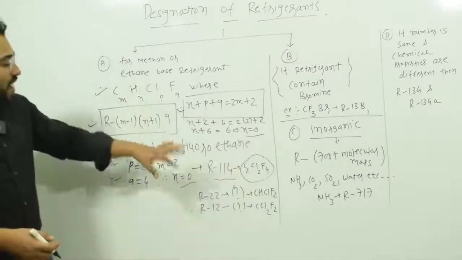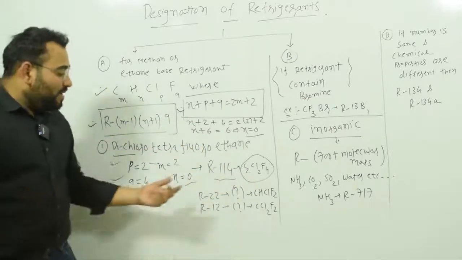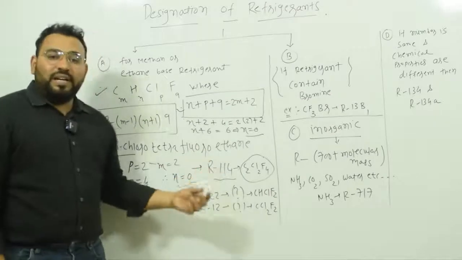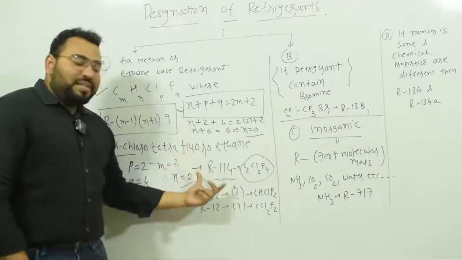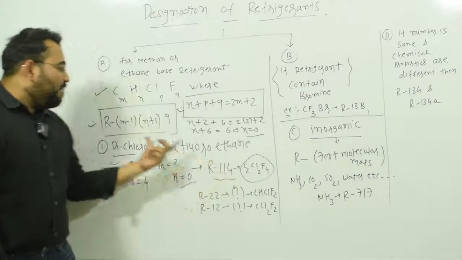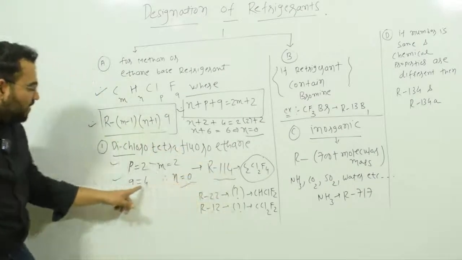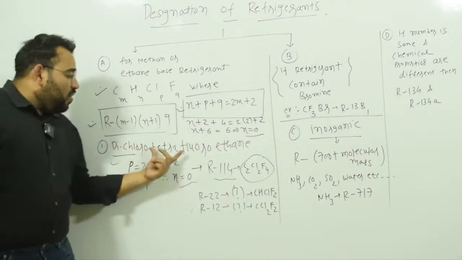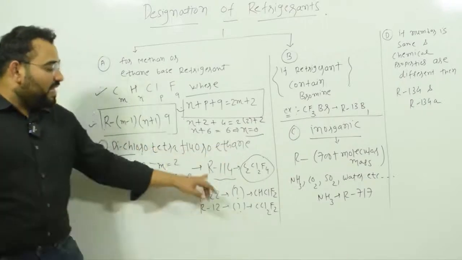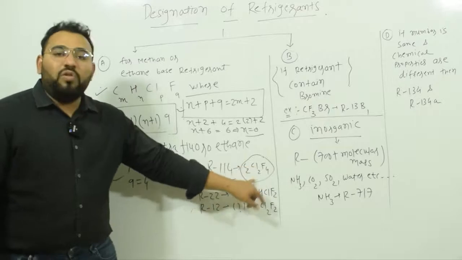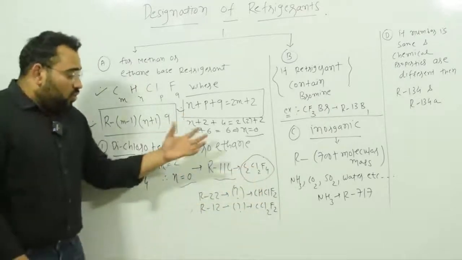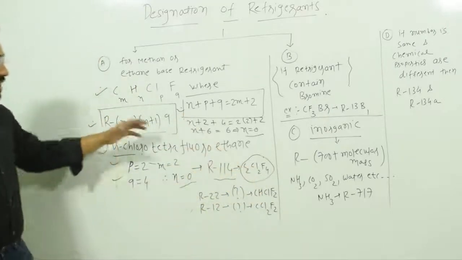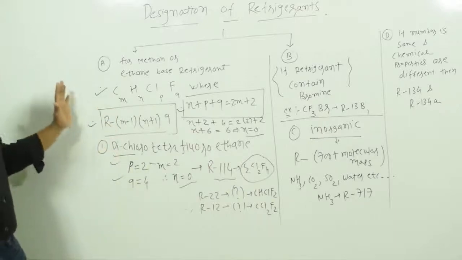Now, can you find the reverse thing? If I give you one refrigerant whose number is R114, can you give me the name and formula? Then you have to do the whole reverse process, and your final answer is that the name is dichloro tetrafluoroethane, or you can say it is C2Cl2F4. So you also know how to do the reverse thing, vice versa. Now you will understand.